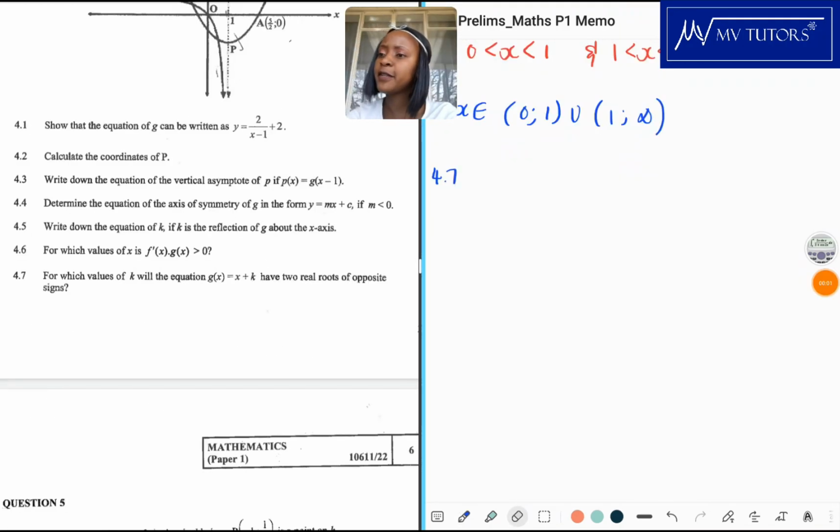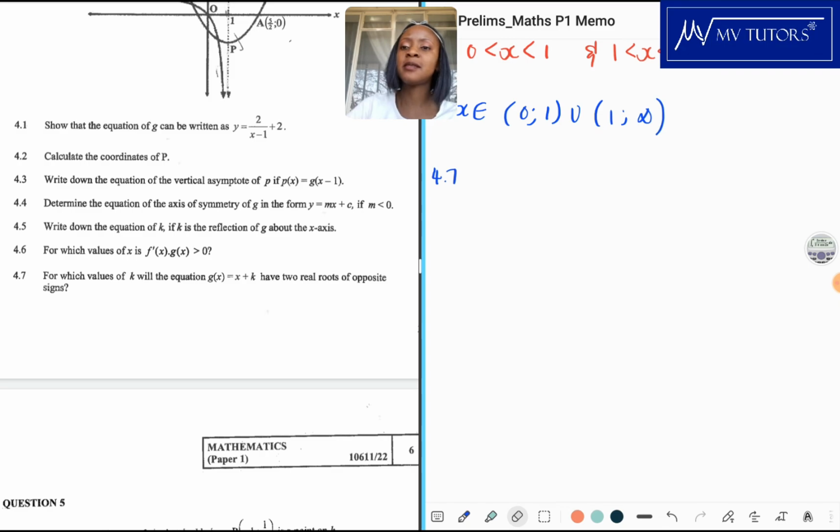Okay, 4.7. For which values of k will the equation g of x is equal to x plus k have two real roots of opposite signs? Okay, this question is a bit confusing because g of x is the hyperbola, okay? And the hyperbola, well, this one in particular, cannot really have two real roots of opposite signs.